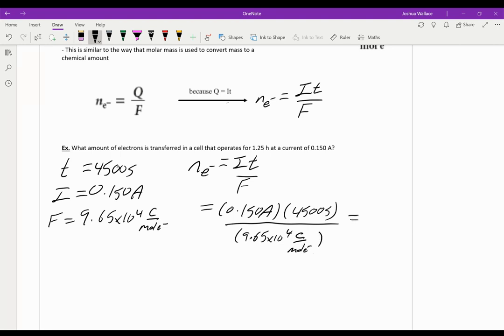What happens is that the coulombs cancel out, and I'm left with 0.00699 mole.